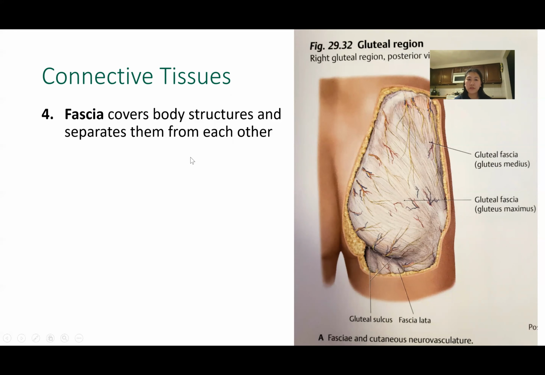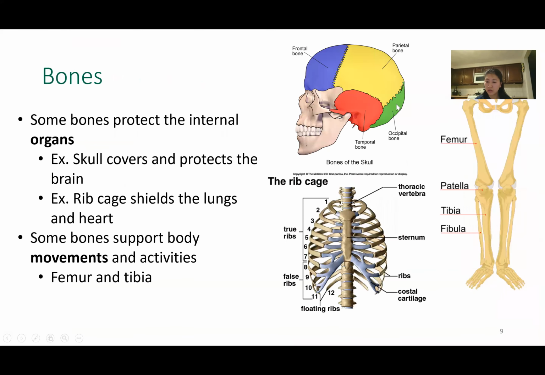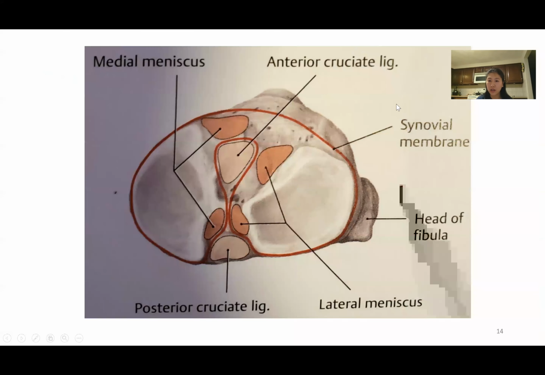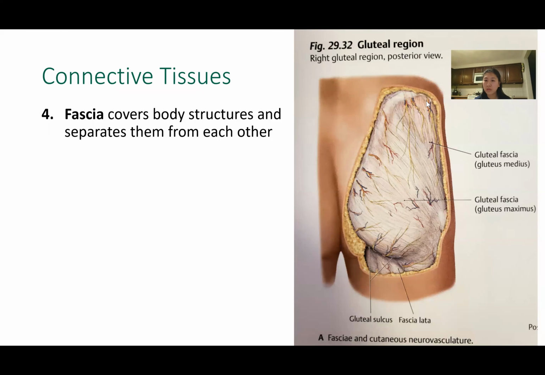The fourth type of tissue is important, but not as rigid. It's called fascia. Fascia covers body structures and separates them from each other. The example that I'm giving you here is in the gluteal region, more around your hip. As you can see, I give you different layers of it. So this is a gluteal fascia.